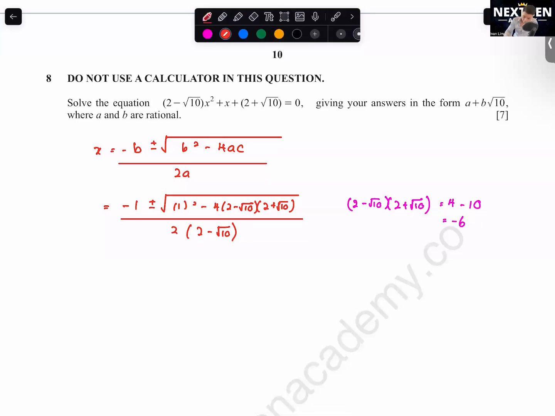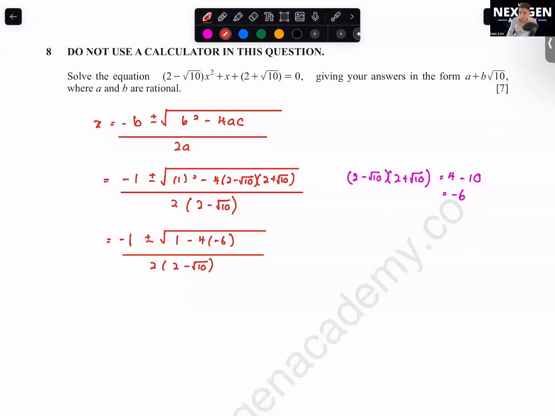Okay, substitute it in. So here will be negative 1 plus minus, here 1 minus 4 times negative 6 over 2, bracket 2 minus sub that. Okay, split it up. Just get 1 is positive, 1 is negative. So you will get x equals negative 6 over 2 minus sub that, and x equals 4 over 2 minus sub that. Multiply both of it. So what do we do here?